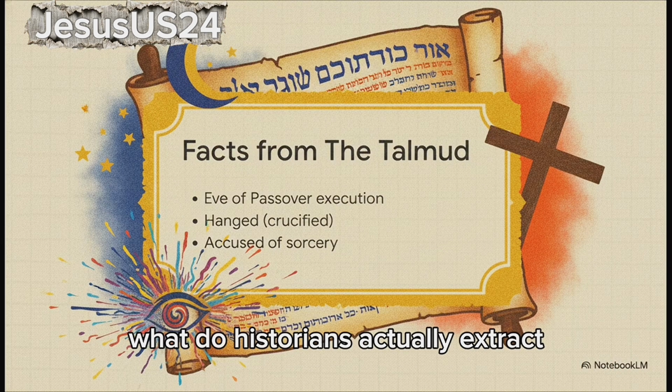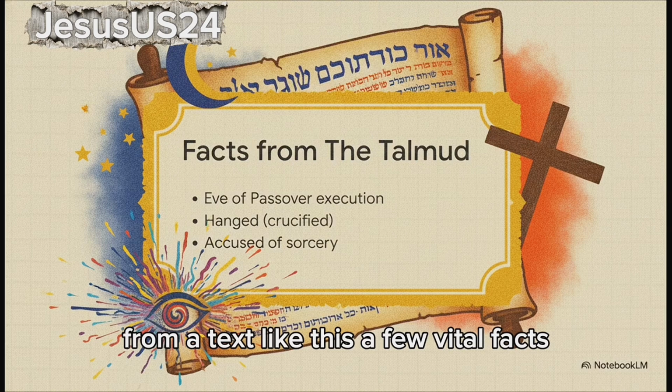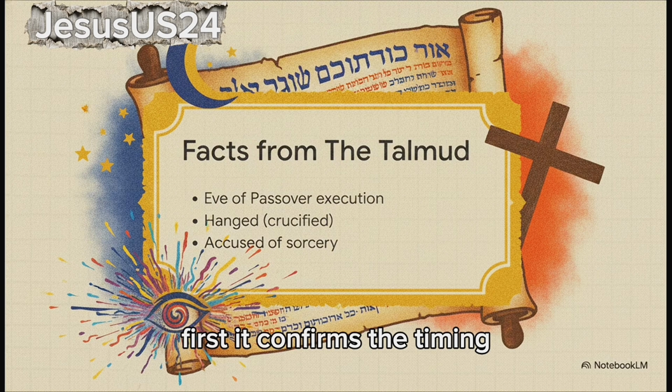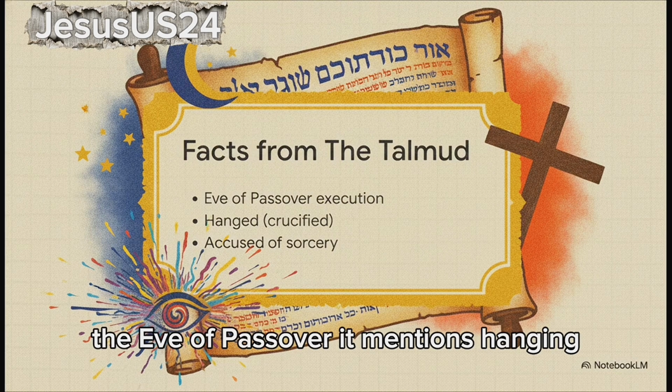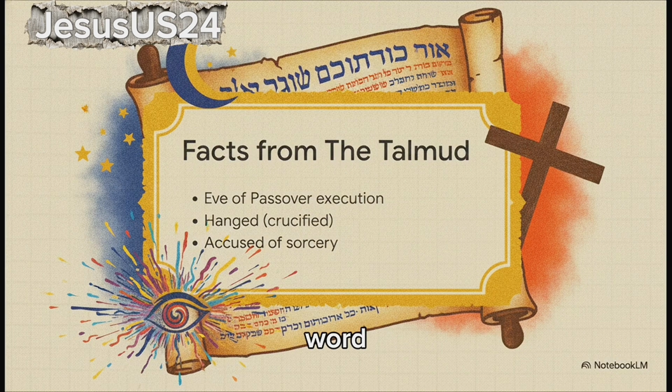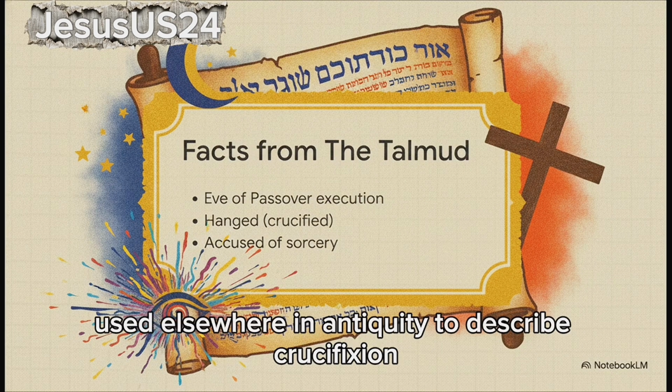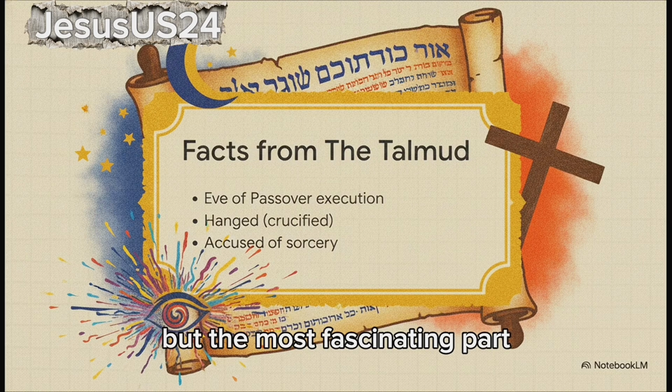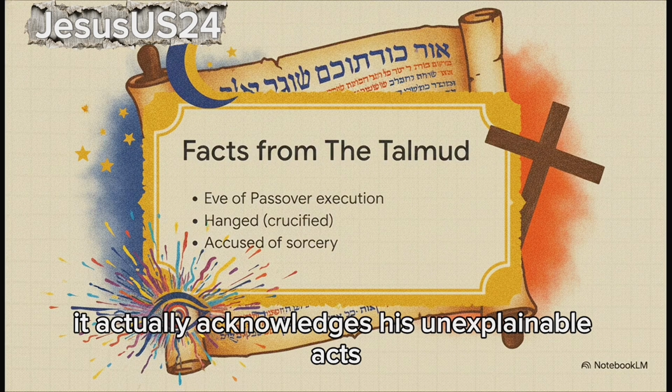What do historians actually extract from a text like this? A few vital facts. First, it confirms the timing, the eve of Passover. It mentions hanging, which interestingly enough uses the exact same Greek root word used elsewhere in antiquity to describe crucifixion. But the most fascinating part, it actually acknowledges his unexplainable acts.